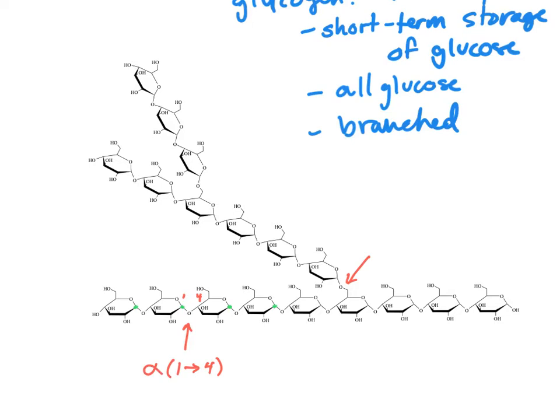What did you find over here for the branch? Well, it turns out it is also an alpha linkage from this 1 position, but instead of being to the 4 position, which is down here, it's to the 6 position.